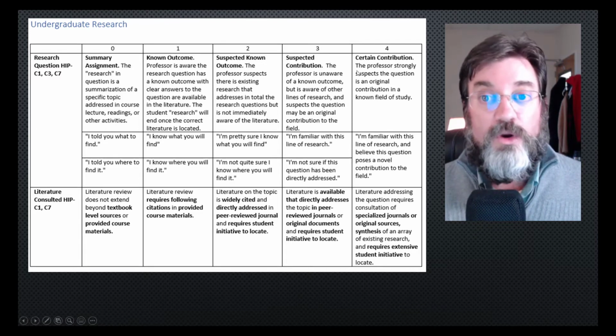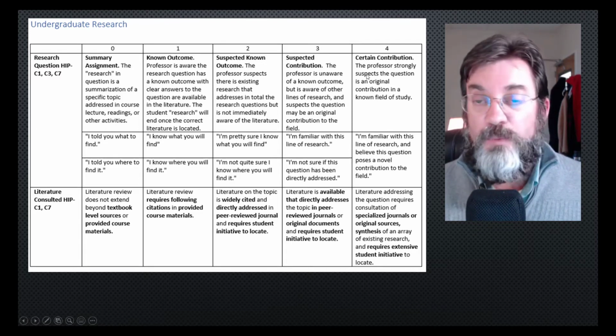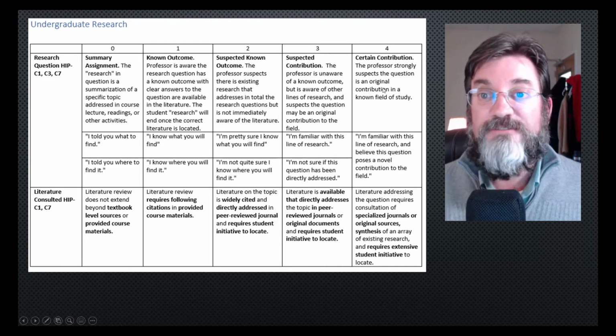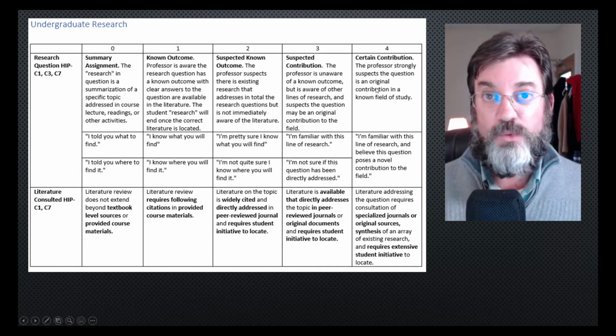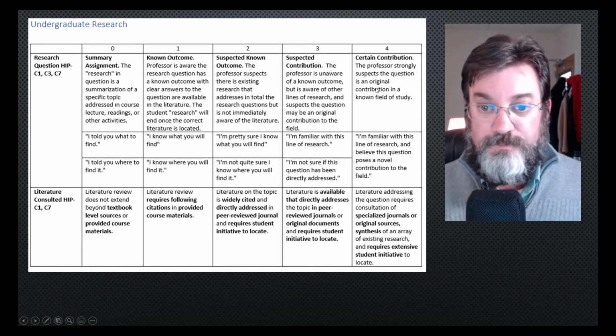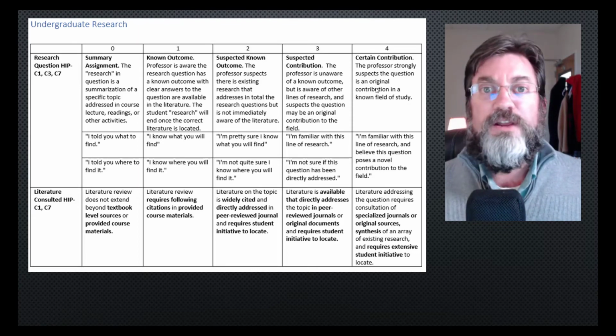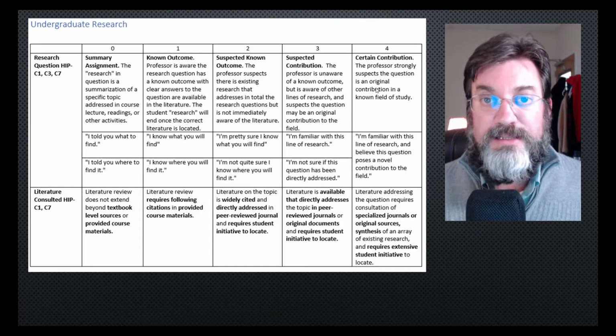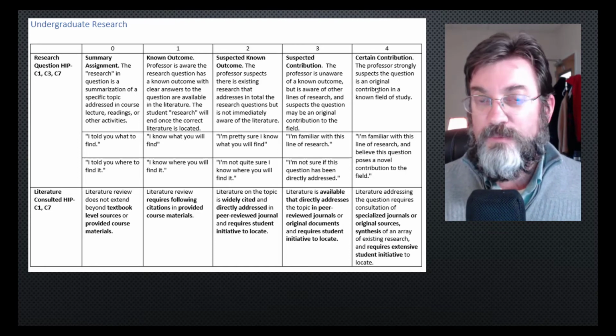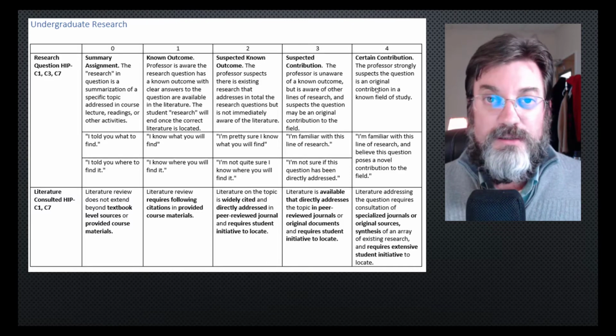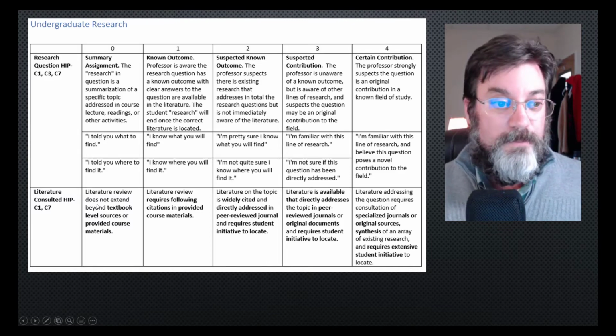So we would mark it as appropriate. Let's say that we got a 4. This is a certain contribution. Maybe we're looking at aromatherapy and its effect on cortisol levels. The professor is pretty sure there are no known studies, so that would be a certain contribution.